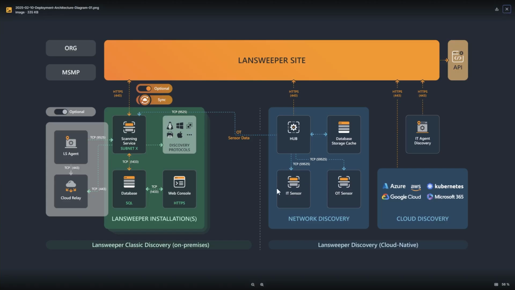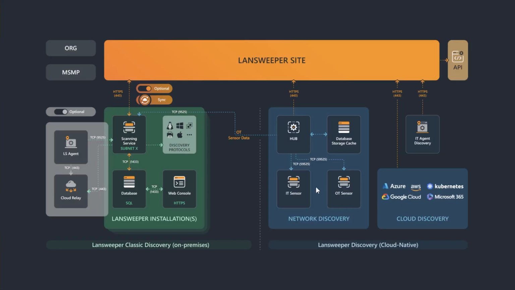Each individual sensor, you can have an individual IT sensor installed that's connected to a hub. You can have a separate OT-only sensor that's connected to your hub, or you can have a combination, even running them on the same server, an IT and an OT sensor that's connected to your hub. Maybe you have another location where you want a separate IT sensor, or maybe an OT sensor as well, connected to that hub.